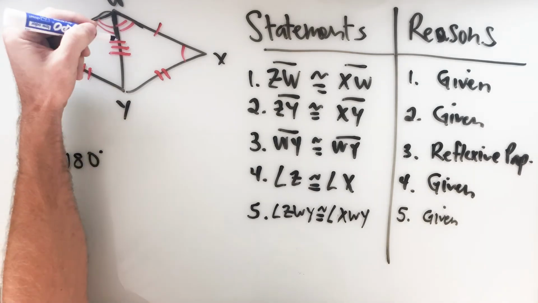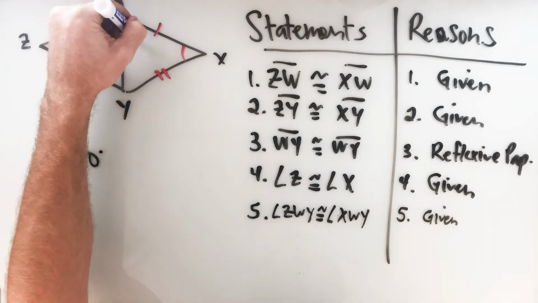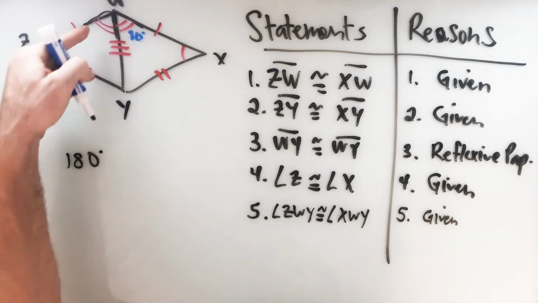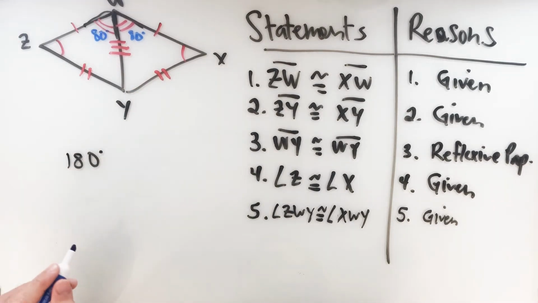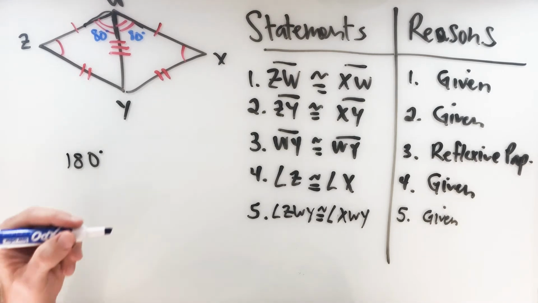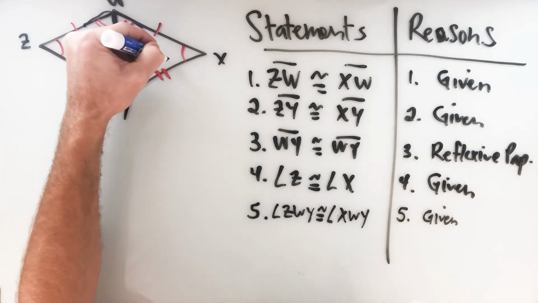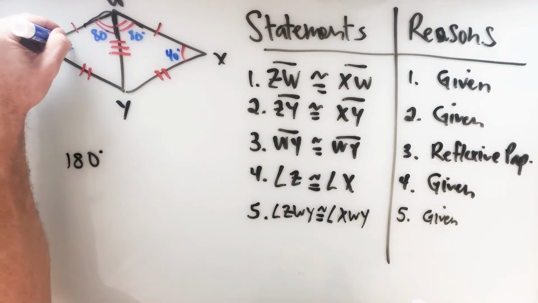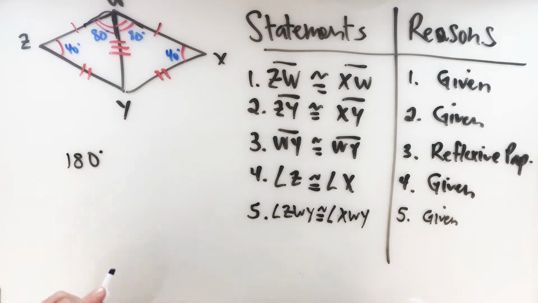Let's say that this angle up here was 80 degrees, which also means that this angle over here, because those are congruent, would also have to be 80 degrees. Now, is it 80? Probably not. We're just making it up for a minute. So if that's 80, and let's say that these two angles over here were both 40 degrees. So these two angles being congruent, they're the same.